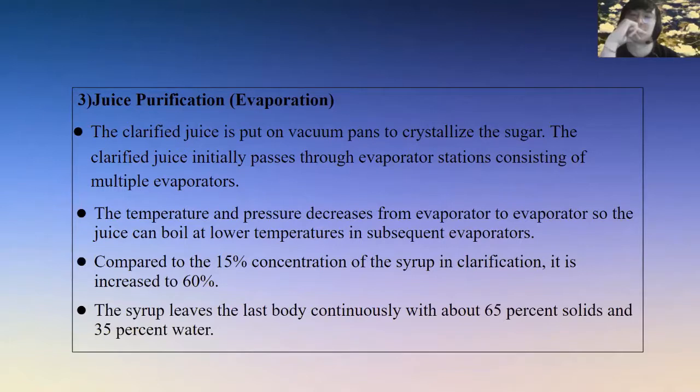The third major unit operation is evaporation. The clarified juice is put in vacuum pans to crystallize the sugar. The clarified juice initially passes through evaporator stations, which consist of multiple evaporators. Heat transfer occurs in the evaporators. The temperature decreases due to heat loss from evaporator to evaporator. The pressure inside each evaporator also decreases, which allows the juice to boil at lower temperatures in the subsequent evaporators. The syrup leaves the last body continuously with about 65% solids and 35% water.